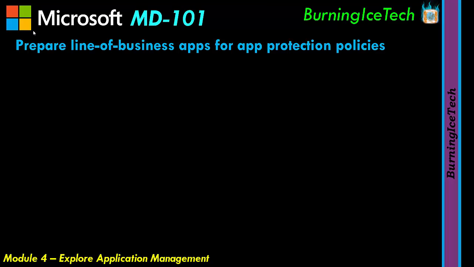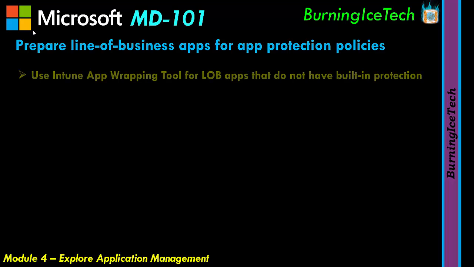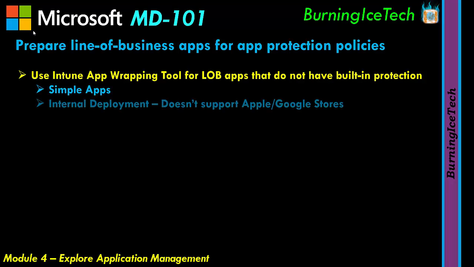Like we just mentioned a moment ago, some apps don't really support certain things. If you happen to find yourself in that sticky situation, you can use the Intune app wrapping tool for line of business apps that do not have built-in protection. This can be for simple apps, it can be for internal deployments, heck, it can be for quite a few things. I mean, just to give you an idea, some reasons you use the app wrapping tool would be if your app is deployed internally.